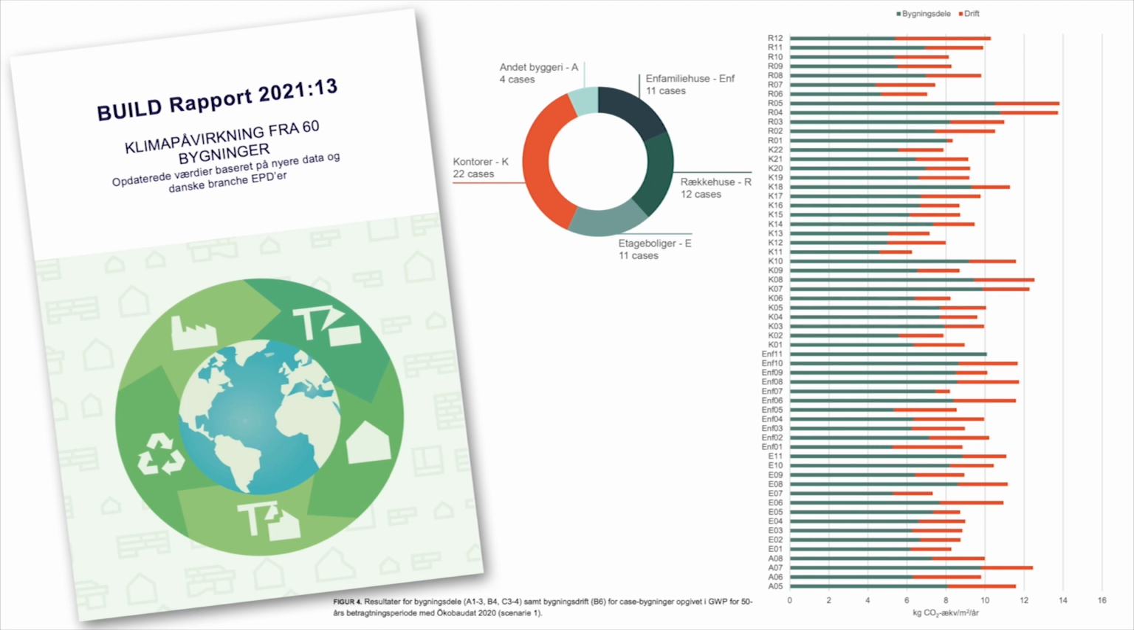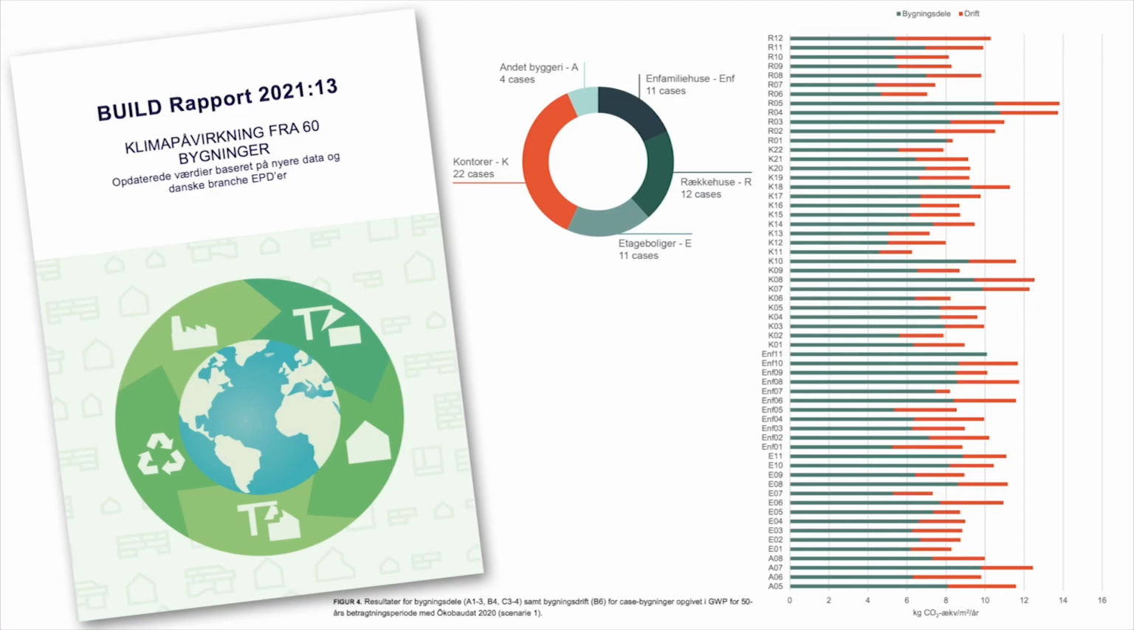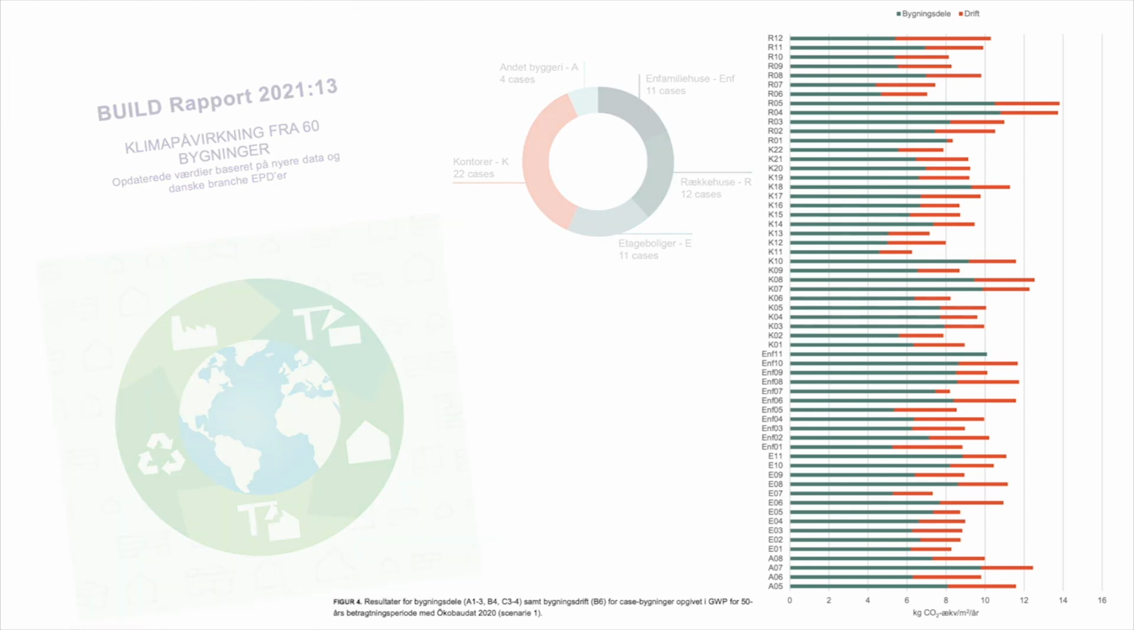In Denmark, we have some understanding from existing buildings, and the University of Aalborg, Build University, has made a report trying to figure out where the CO2 comes from on 60 existing buildings. And you can see these columns. The green part of the column represents the CO2 from materials, and the orange part is from operations.